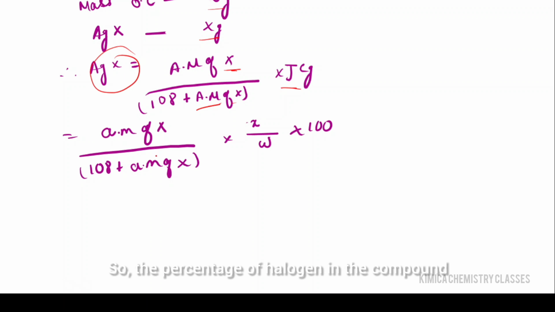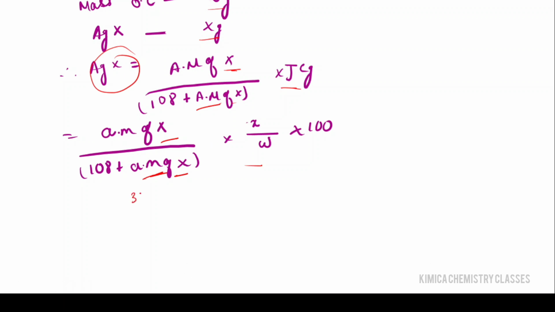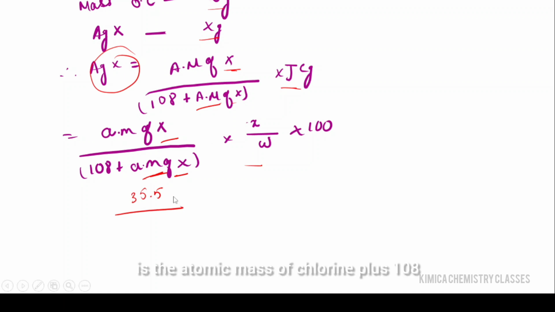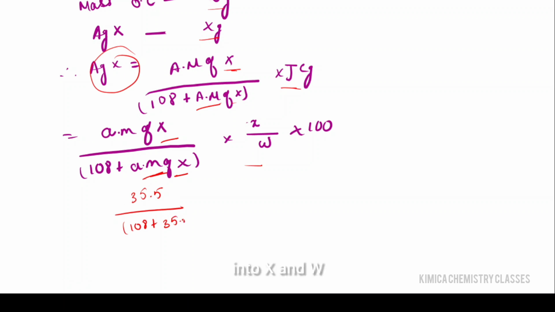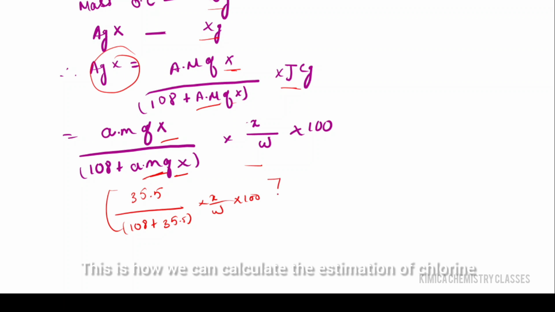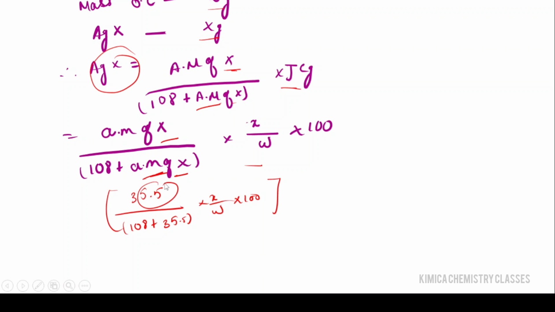So the percentage of halogen in the compound is the atomic mass of X divided by the atomic mass of X plus 108, times X divided by W, times 100. Taking chlorine as an example, we use 35.5, the atomic mass of chlorine, so the percentage is 35.5 divided by 35.5 plus 108, times X divided by W, times 100. This is how we calculate the estimation of chlorine. For bromine we use 80 in place of 35.5, and for iodine we use 127. This is the way to calculate the halogen.